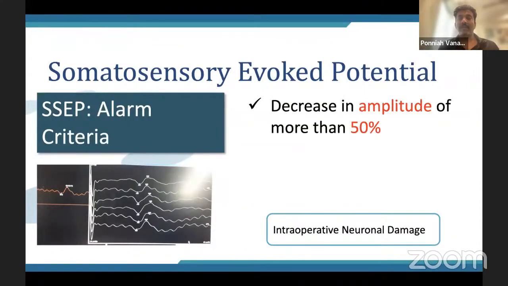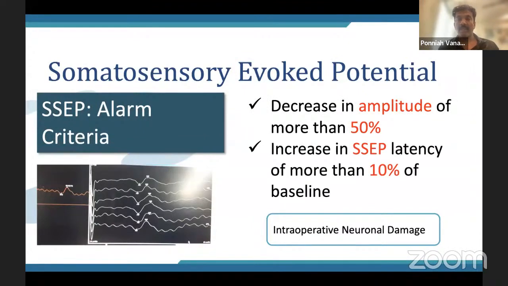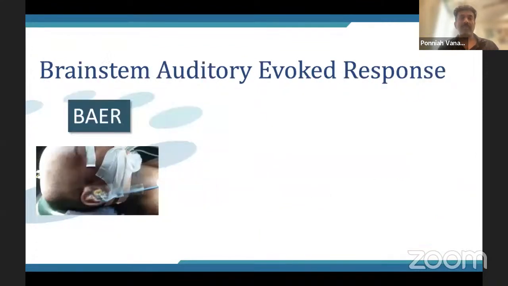So what's the alarm criteria? If there is a decrease in amplitude of more than 50%, or an increase in latency of more than 10% of the baseline, then the alarm should be activated and the surgical team should be alerted so that they modify the plan or restrict the surgical dissection.